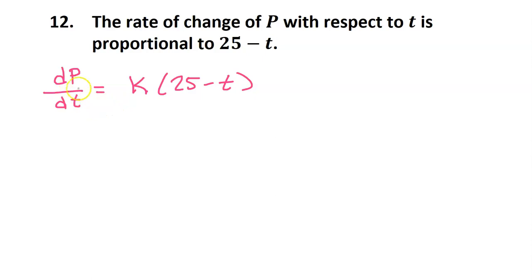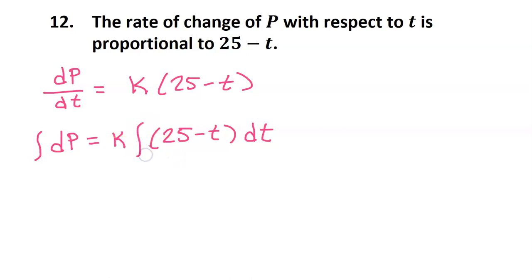This is a separable differential equation. I want all of the p's on the left and I want all of the t's on the right. So really, all I have to do is multiply both sides by dt, and that will get the dt over here. Just like that, I have my p's on the left and my t's on the right. So I can go ahead and integrate both sides of the equation. I'm going to choose to leave my constant out in front of the integral. You can leave it on the inside, it doesn't really matter.